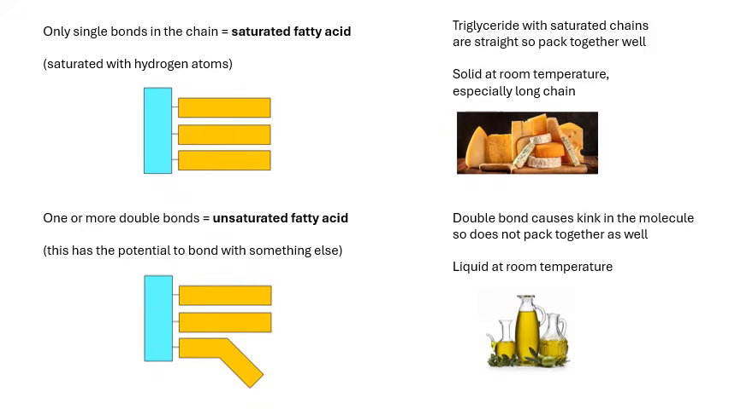If we have one or more double bonds, then this is an unsaturated fatty acid, because that double bond potentially could join onto something else. So if you like, there's room for something else to bond to it. That's an unsaturated fatty acid. Okay, so the double bonds cause kinks in the molecule, so now they don't pack together very well, and these tend to be liquid at room temperature. So we're talking about oils, basically, fats which are liquid at room temperature.